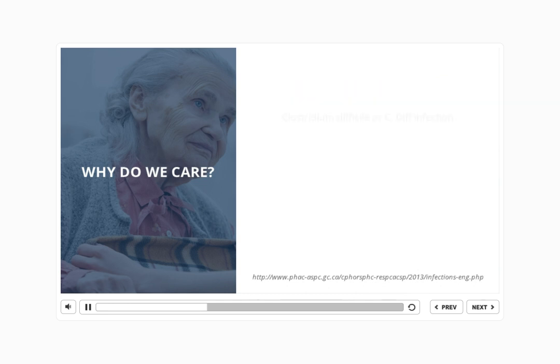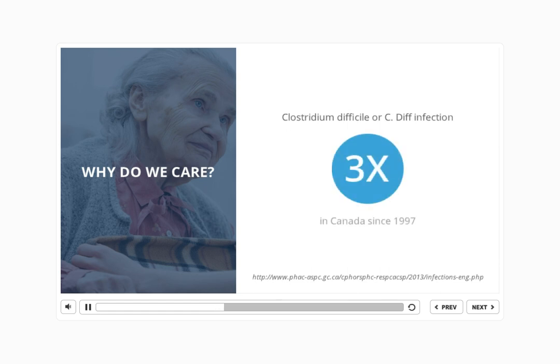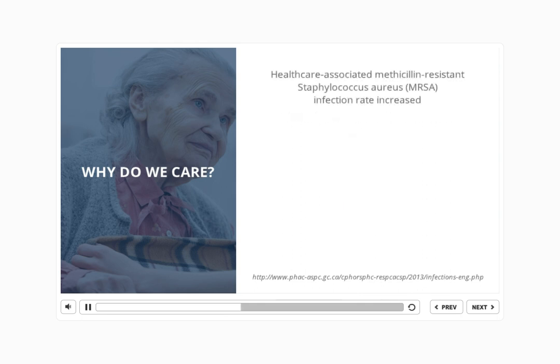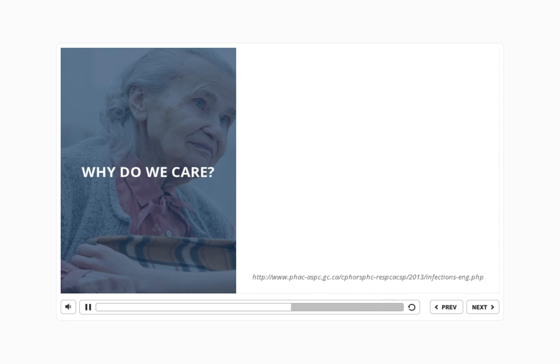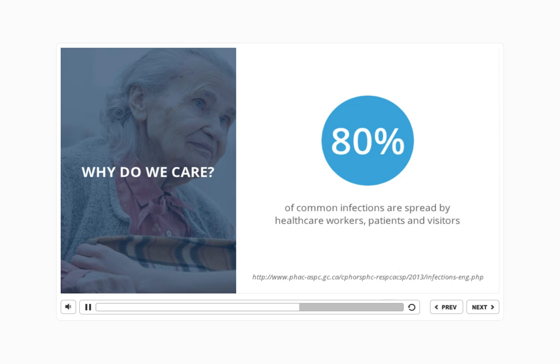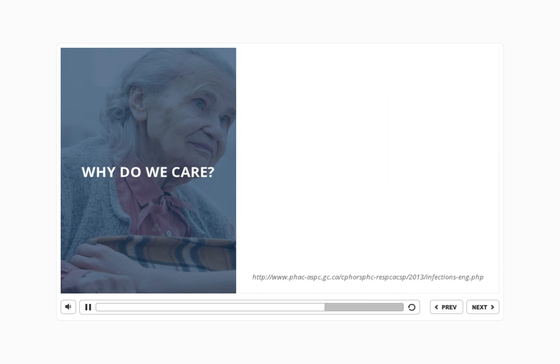Mortality rates attributable to Clostridium Difficile or C. diff infection have more than tripled in Canada since 1997, despite infection control protocols. The healthcare-associated methicillin-resistant Staphylococcus aureus (MRSA) infection rate increased more than 1,000% from 1995 to 2009, even with a huge emphasis on MRSA and routine practices. About 80% of common infections are spread by healthcare workers, patients, and visitors. Is this because we forget to follow procedures or don't see them as important?